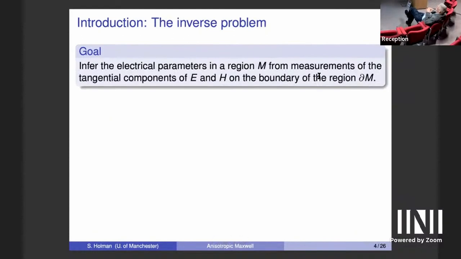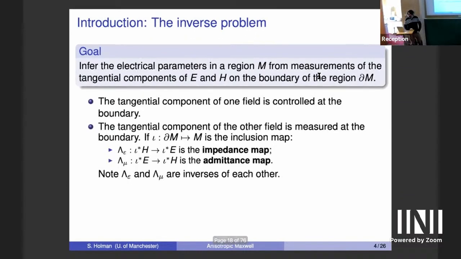Okay. Right. So this is the goal for these parameters: plot a map from the unit to the boundary of the region. The way you can think about this is that the tangential component of one field is controlled at the boundary. Then you look at the map from that tangential component, which defines the solution of the system of equations, to the tangential component of the other field. And this is a way to write this.